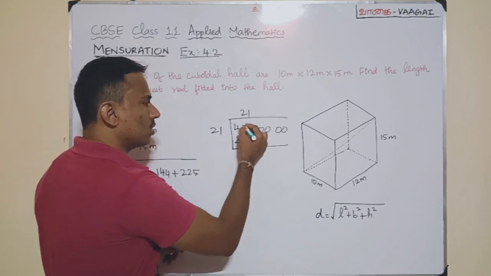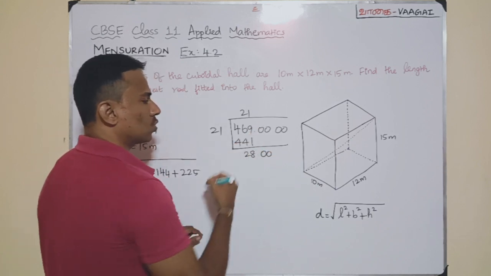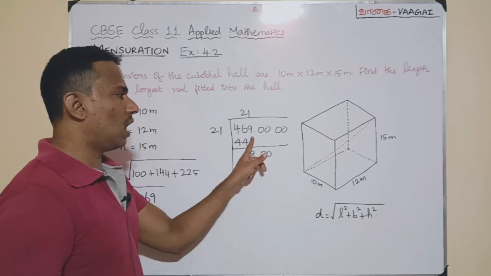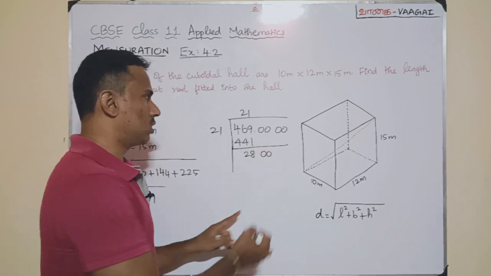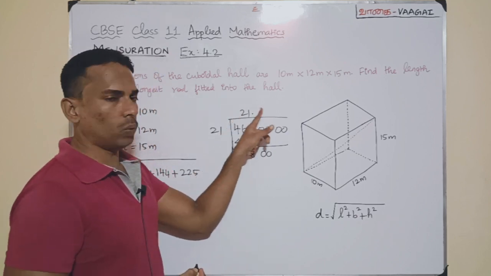So 9 minus 1, 8. 6 minus 4 will be 2. Okay, now drop the next two zeros. So I have 2800 now. So what next do we have to do now? Since after the decimal point we are dropping the zeros, in the quotient also we need to keep a decimal point. Now I have 21.